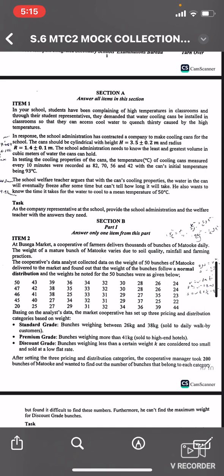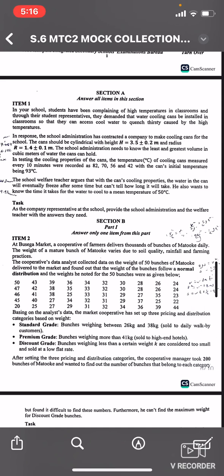He also wants to know the time it takes for the water to cool to a mean temperature of 50 degrees Celsius. The task is so precise and the question has been so precise. The task says that as the company representative at the school, provide the school administration and the welfare teacher with the answer they need. Thank you.